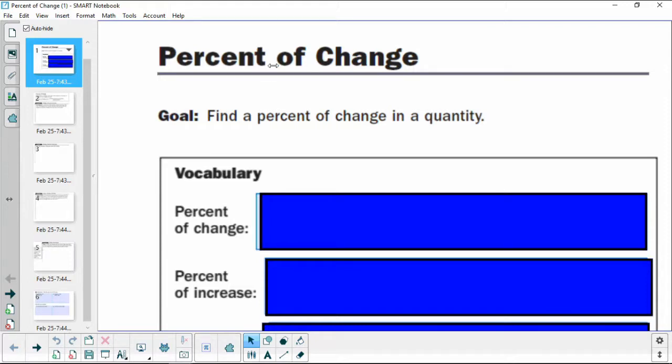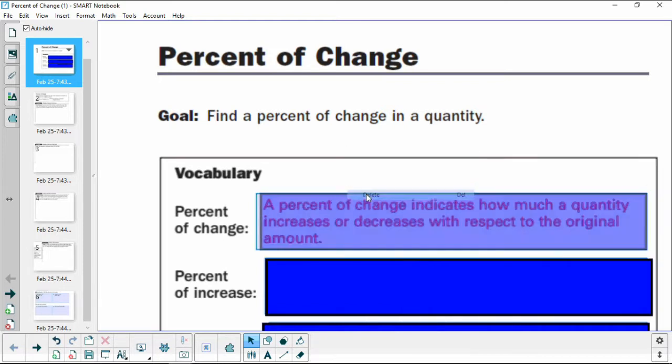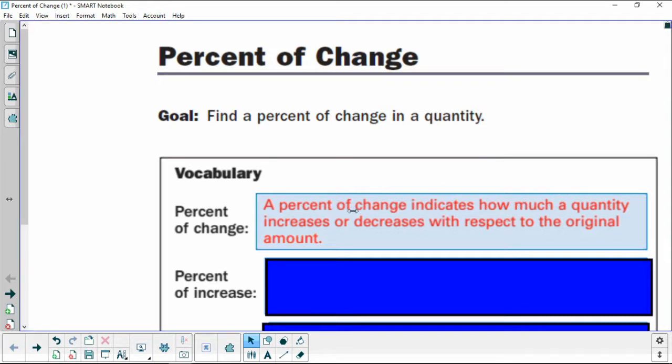Percent of change is another good thing to be able to find. You are going to want to know how to find the percent of change. It has a definition here. It shows how much a quantity increases or decreases compared to the original amount. The most important part of this is with respect to the original amount. Always comparing to what you started with.